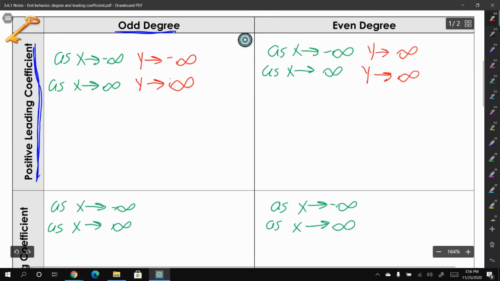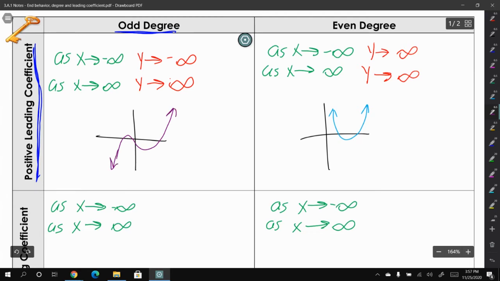It might be a good idea to draw a rough sketch of what that would look like. So if we have an even degree function like a parabola, both ends are going up if your leading coefficient's positive. An odd degree function, that could look something like this, where the right side's going up and the left side's going down.